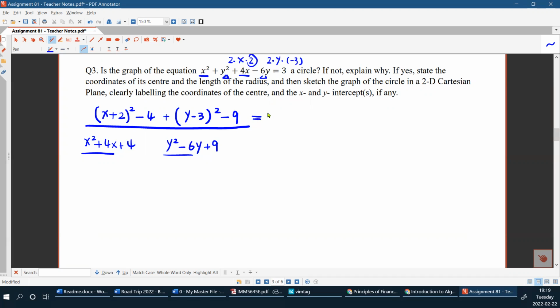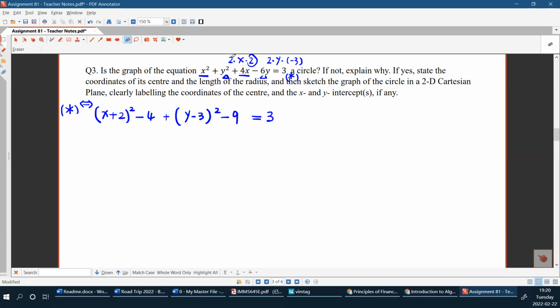So therefore, this expression is exactly the same as the left side of the original equation, right? And let's copy the right side here. Let's call this original equation asterisk. So basically the asterisk is equivalent to the new equation here. All right, then we move all the constants to the right side, which is equivalent to (x plus 2) squared plus (y minus 3) squared equals 16, right?